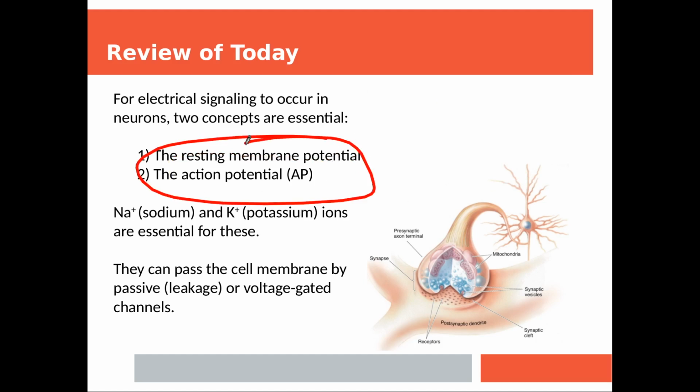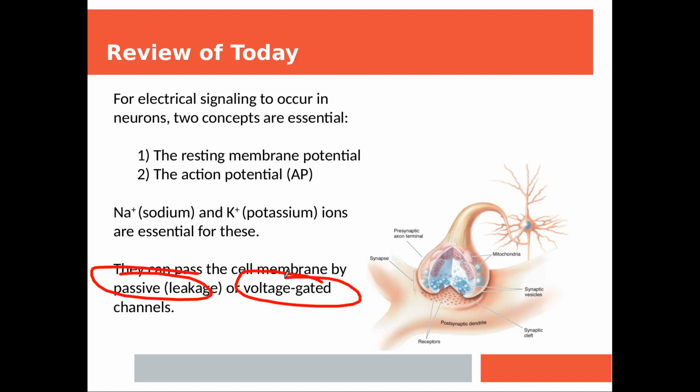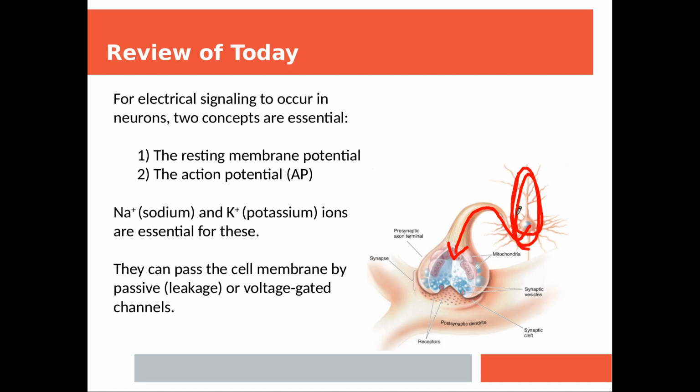And for these to work, these are both caused by sodium and potassium ions and the channels that allow these to pass into and out of the cell, via either passive leakage channels, special voltage-gated channels, or ion pumps, right? And that's how the signal, the change in membrane potential, is propagated along the axon. And then when it gets to the end of the axon, there's a chemical signal that is sent to the next neuron. And that's what the lecture next week will focus on.